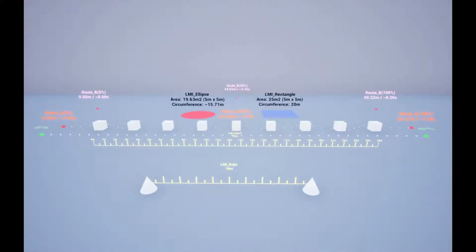Hello and welcome to the Let's Measure It blueprint for Unreal Engine 4. These blueprints are best used during the blockout phase of your level. They are not styled to be visible in your end product. There are four main blueprints: the rectangle, the ellipse, the ruler, and the route. Let's take a look at them.